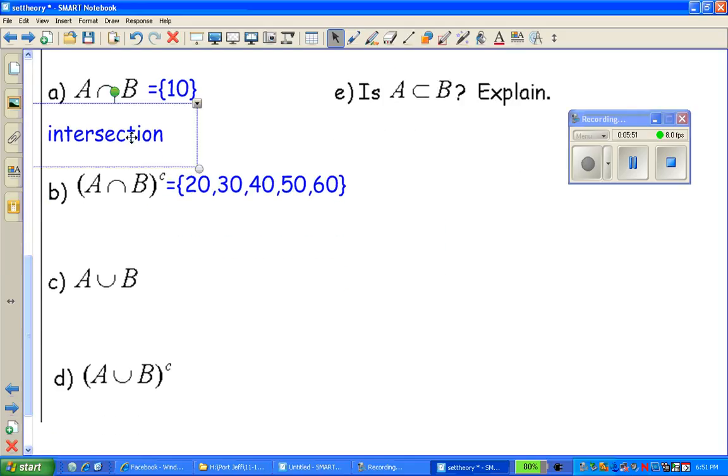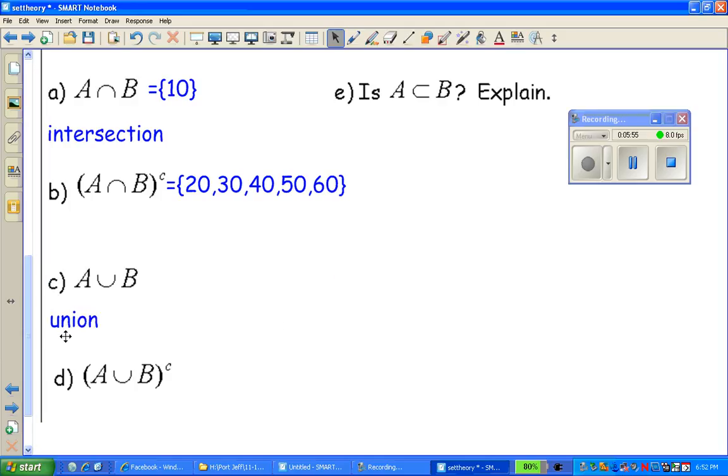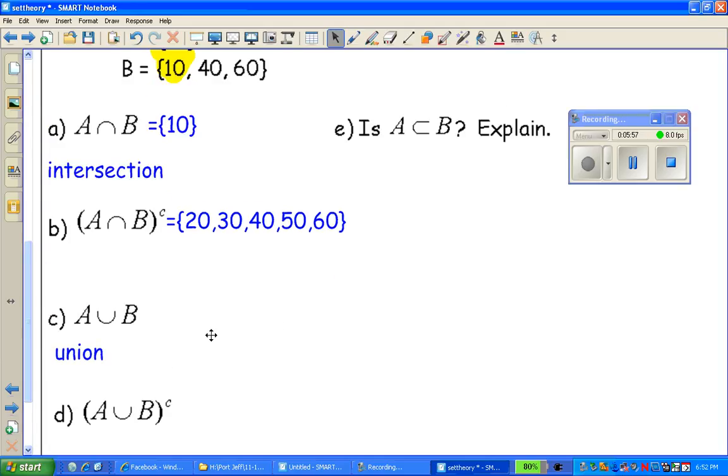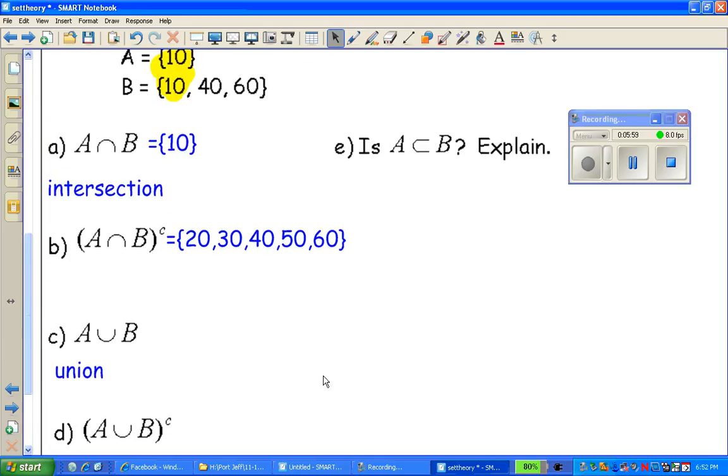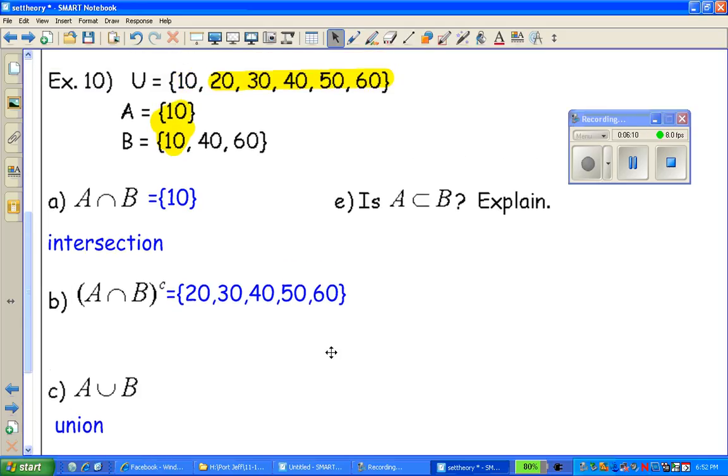As we move down to C, this symbol that looks sort of like a cereal bowl is called the union of two sets. And if you think of the word union, it comes from the word unite. If you're uniting something, you're bringing it together. If you're uniting groups, you're bringing the groups together. So when you're talking about the union of two sets, you're bringing all the elements in each set together. So we would want to include everything that's in set A and everything that's in set B.